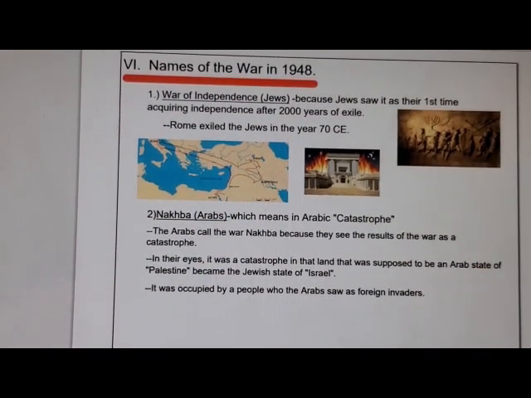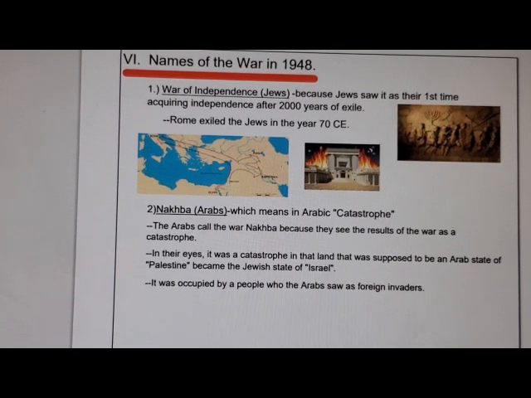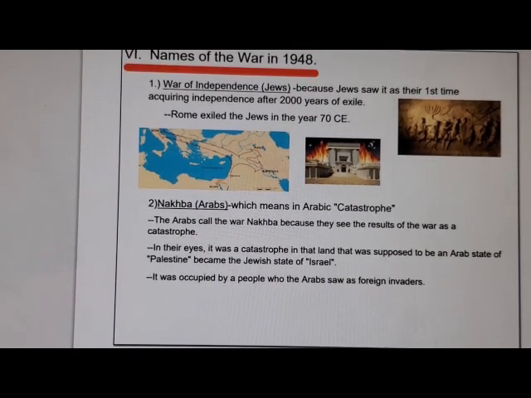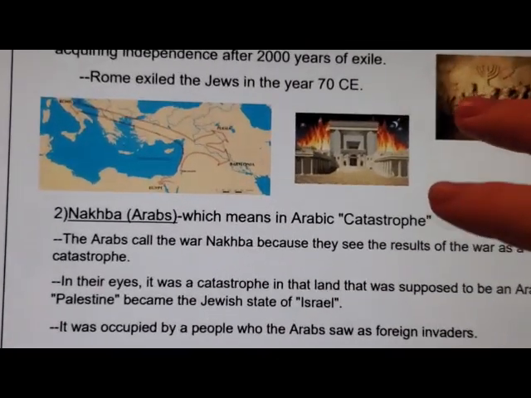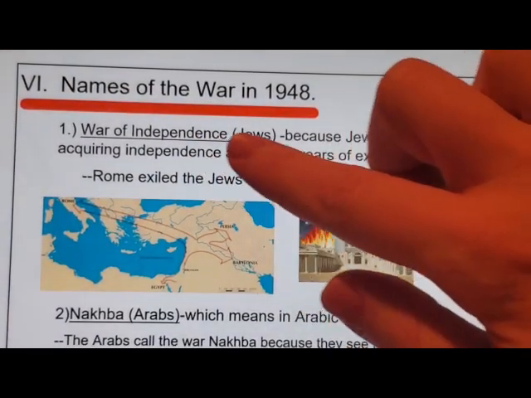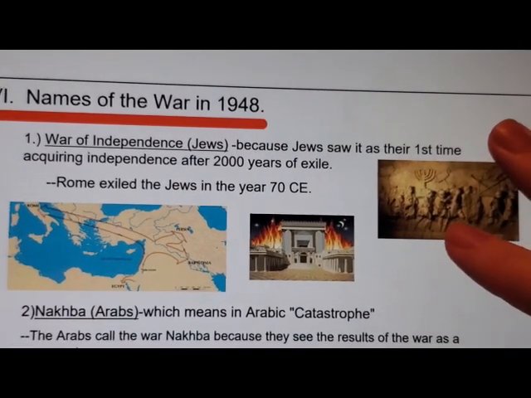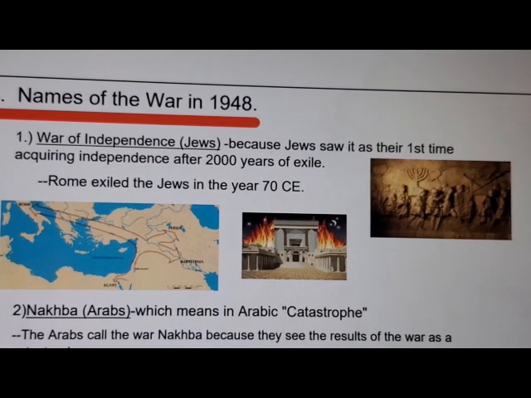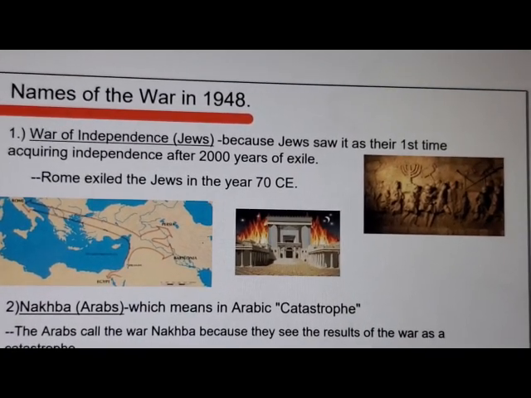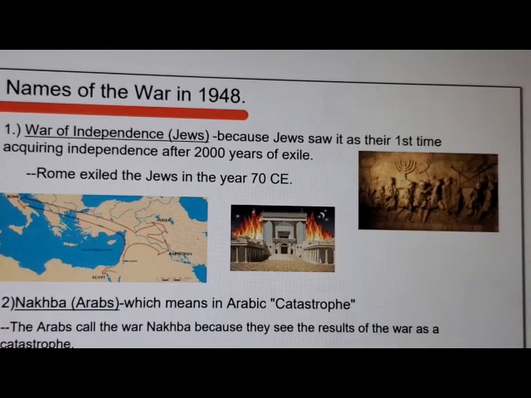Next, I want to talk about the names of the War of Independence of 1948. So Jews call it the War of Independence because the Jews saw it as their first time acquiring independence after 2,000 years of exile. Rome exiled or forced the Jews to leave Israel in the year 70 CE. So Jews call it the War of Independence because they were happy about the results of the war. They were happy that Jews finally gained independence.